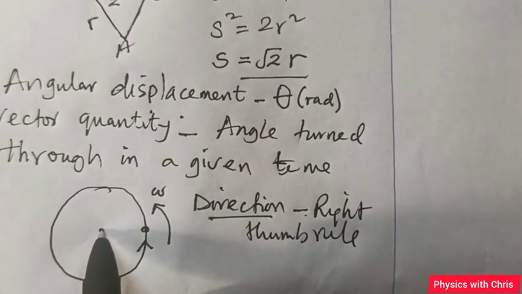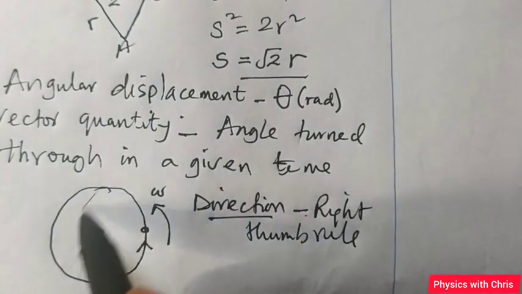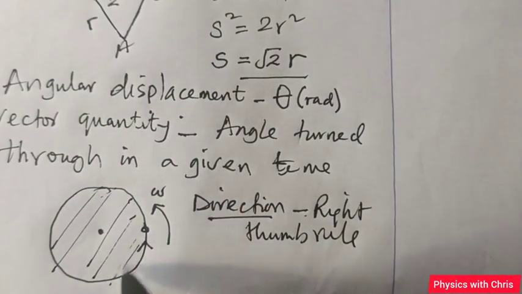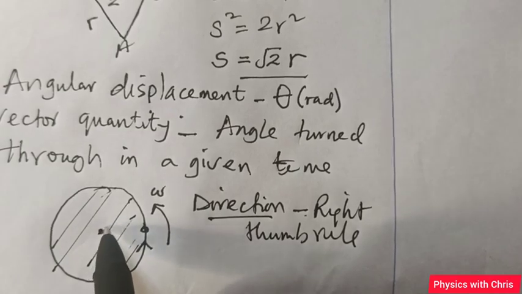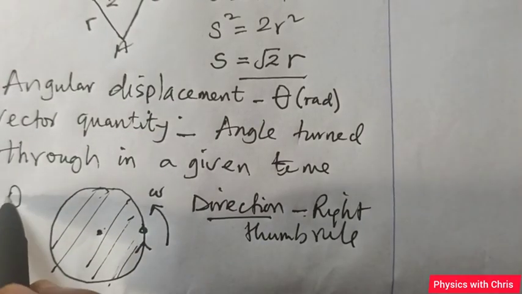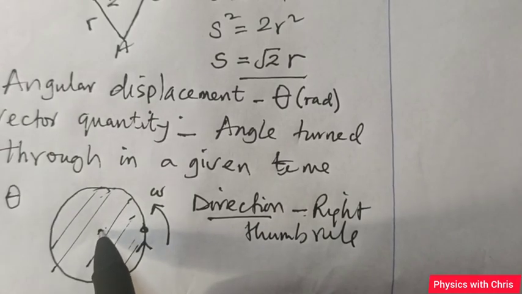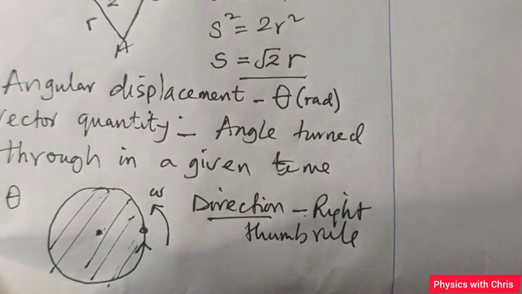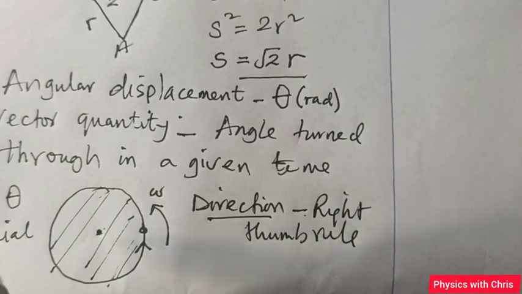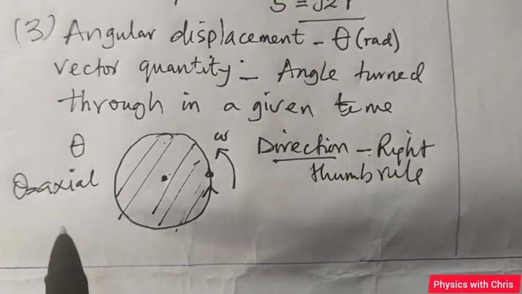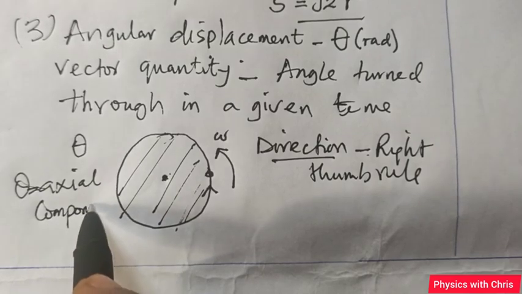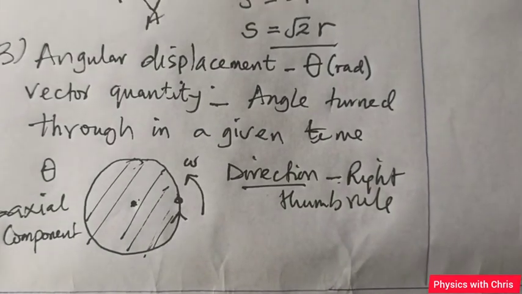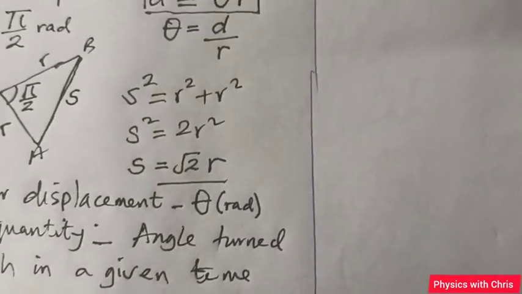That's the direction. Since the direction is along the axis of rotation, let's say, for instance, this object is a flat disk rotating about this point. It means that the direction of theta is along this point, the center of rotation, the axis of rotation. So that's why theta is always called the axial component. Axial, because of its direction. Okay, all right.